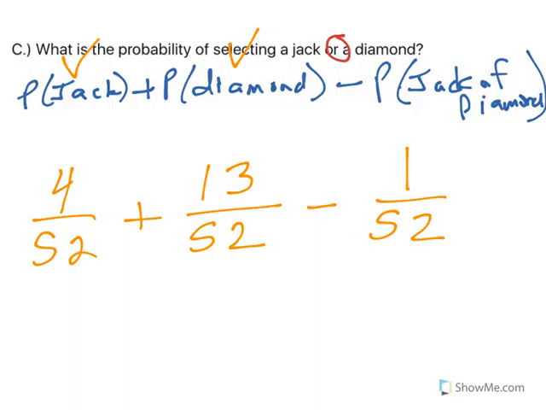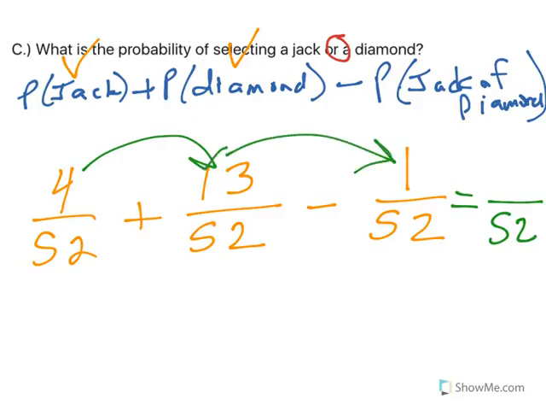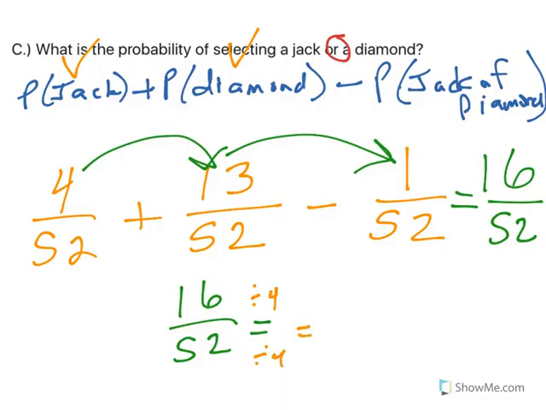So now in our fractions, my denominator is the same, so I have 52 in the denominator. So 4 plus 13 is 17. 17 minus 1 is 16. So I end up with a probability of 16 over 52. Both top and bottom are reducible by 4, and I end up with 4/13 as the probability of selecting a jack or a diamond.